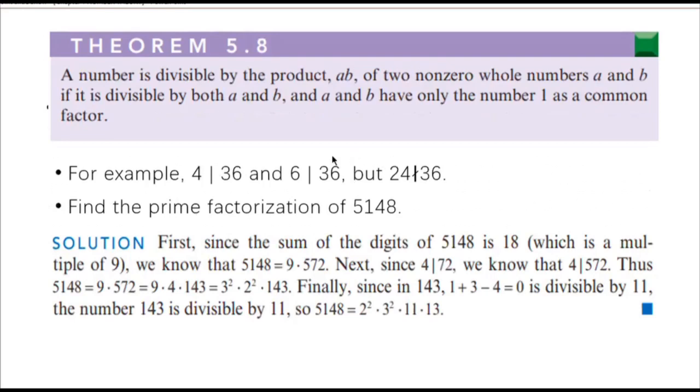Okay, so theorem 5.8: a number is divisible by the product, let's say A times B, of two non-zero whole numbers A and B, if it is divisible by both A and B, and A and B have only the number 1 as a common factor. For example, 4 is divisible by 36 and 6 divisible by 36, but 24 is not divisible by 36.